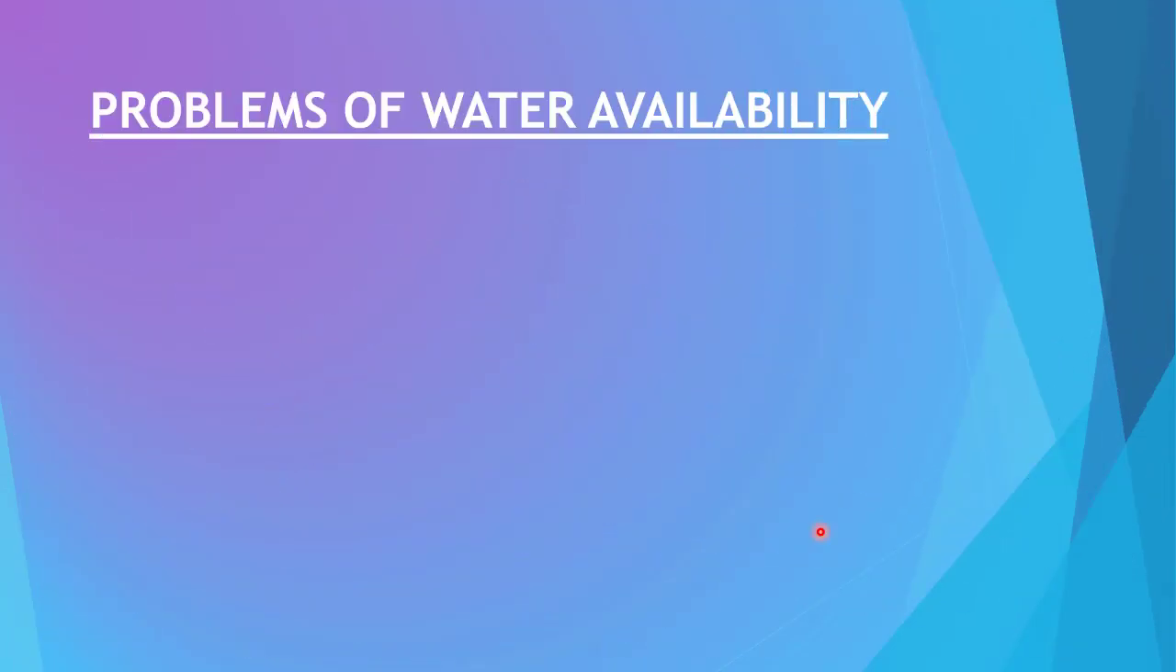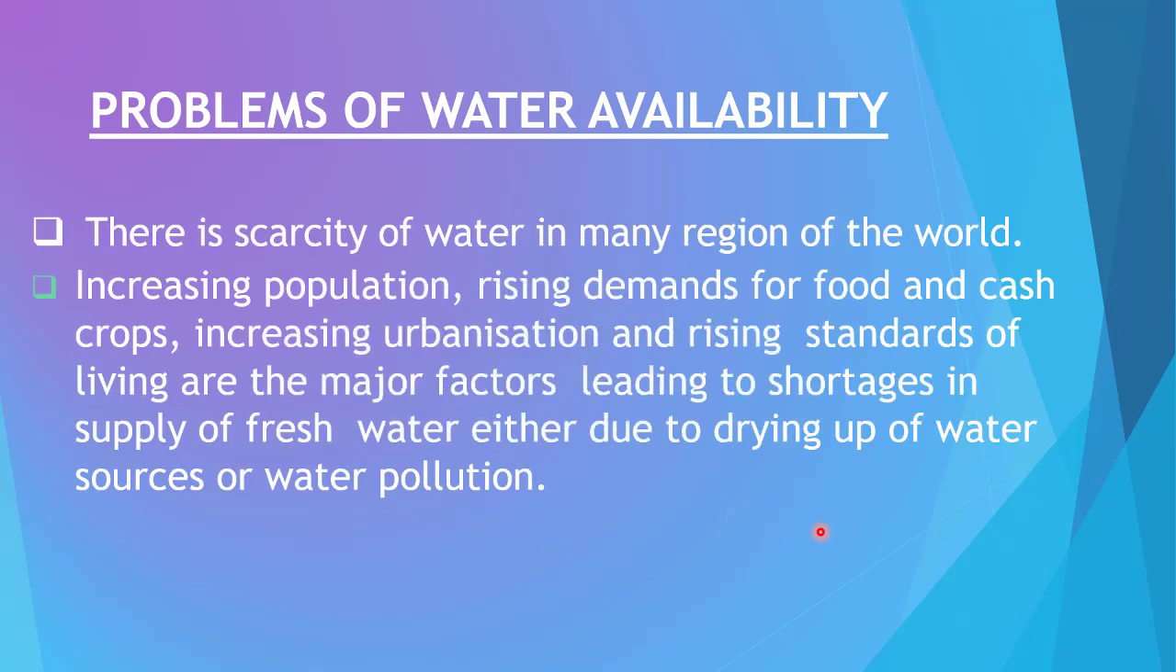So students, the problem of water availability. There is scarcity of water in many regions of the world. Increasing population, rising demands for food and cash crops, increasing urbanization, and rising standard of living are the major factors leading to the shortage in the supply of fresh water, either due to drying up of water resources or water pollution.